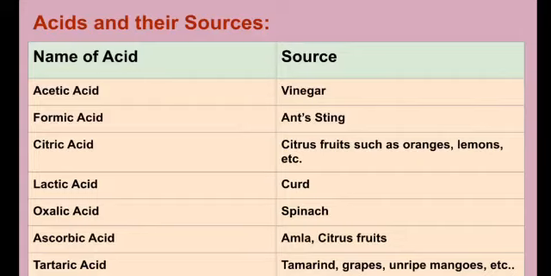Acetic acid, we will get acetic acid in vinegar. Formic acid is present in ant stings. Citric acid is present in citrus fruits like oranges, lemons, right? Lactic acid is present in curd, cheese, milk. Oxalic acid is in spinach. Ascorbic acid, amla, citrus fruit. Tartaric acid, tamarind, grapes, unripe mango. Some more acids are there, like malic acid present in the apple.